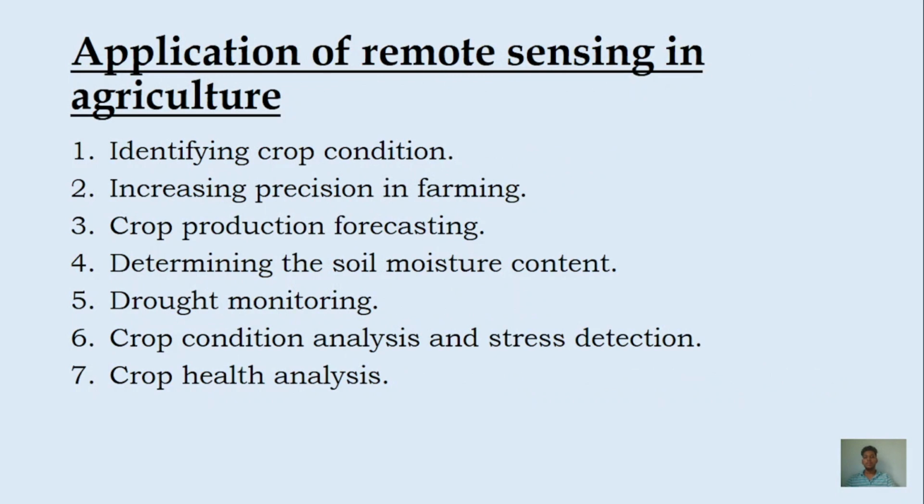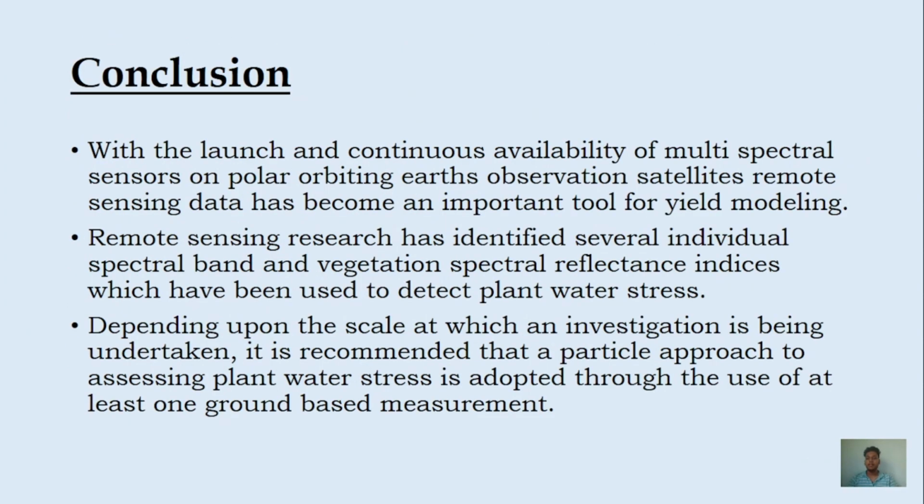Application of remote sensing in agriculture. Identifying crop condition, increasing precision in farming, crop production forecasting, determining the soil moisture content, drought monitoring, crop condition analysis and stress detection, crop health analysis.